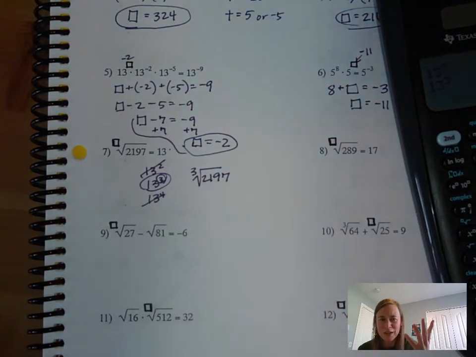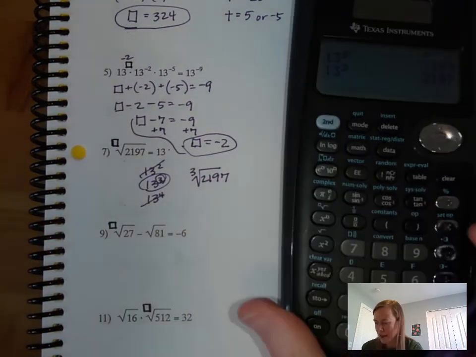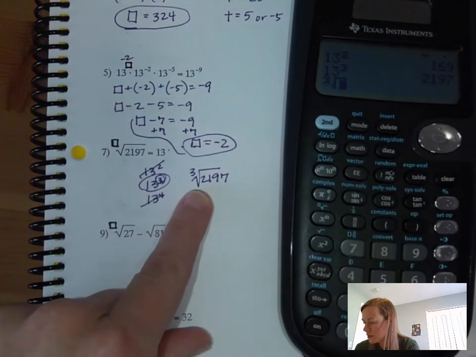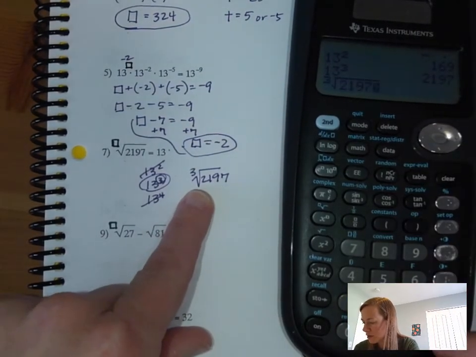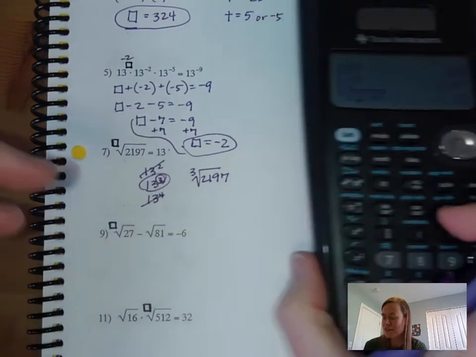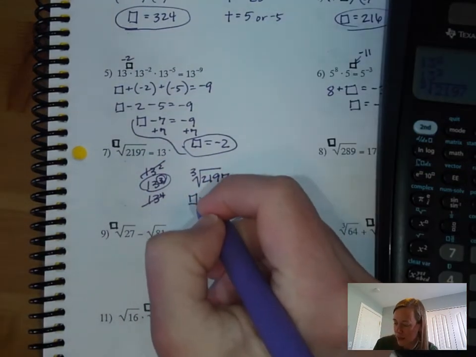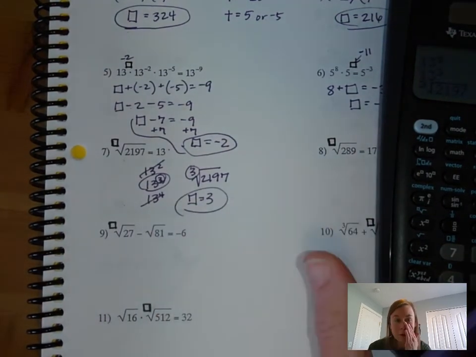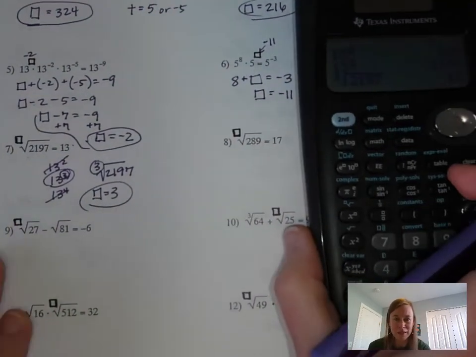And now if you're working on this and you feel unsure, just put it right back in your calculator, except do it this way. You could do cube root of 2,197, and you should get 13. And we do get 13, so we know that we did it right. So the box is equal to 3. Okay, so just a little bit of guessing and checking there.